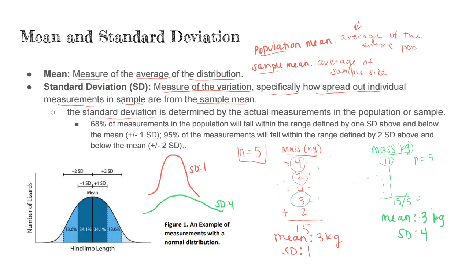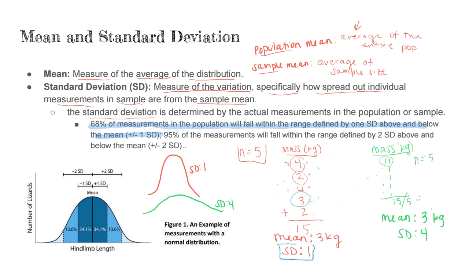Our standard deviation is going to help us visualize what the data set looks like, the measurements in regards to the mean. So let's read this next part. 68% of measurements in the population will fall within the range defined by one standard deviation above and below the mean. What does that mean? 68% of all measurements. Remember that word measurement. Of all of those individuals taken in that sample size, 68% of them are going to fall within one standard deviation away from the mean.